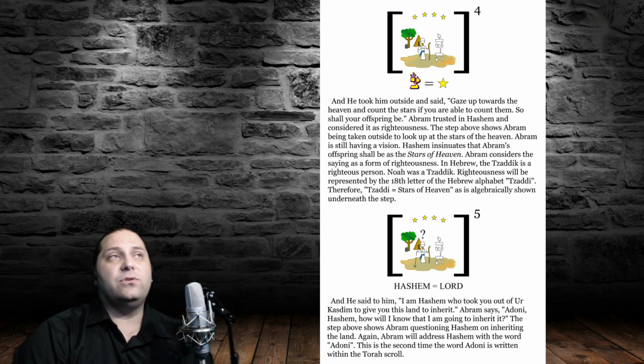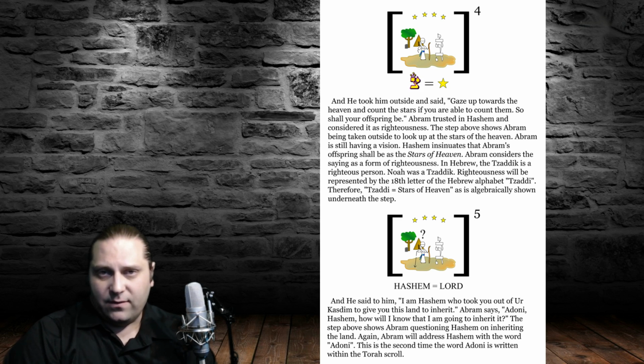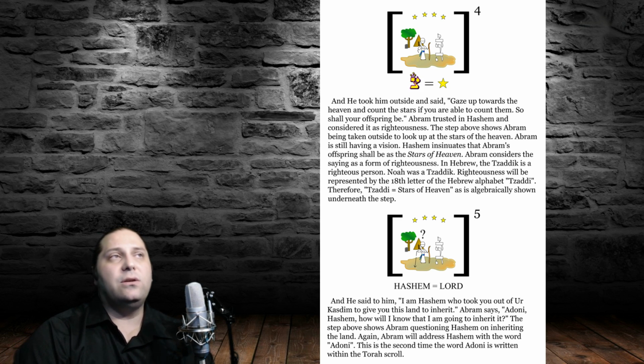The step above shows Abram being taken outside to look up at the stars of the heaven. Abram is still having a vision. Hashem insinuates that Abram's offspring shall be as the stars of heaven. Abram considers the saying as a form of righteousness.